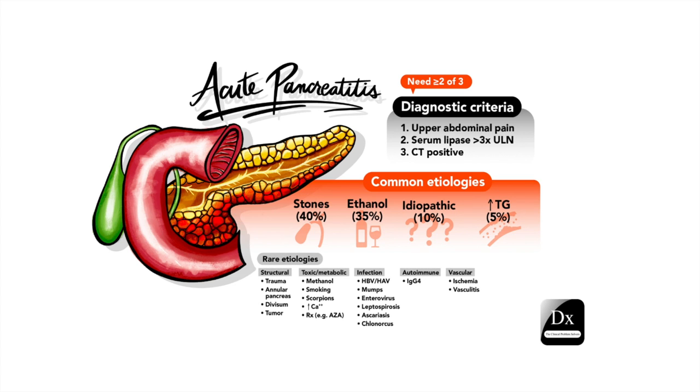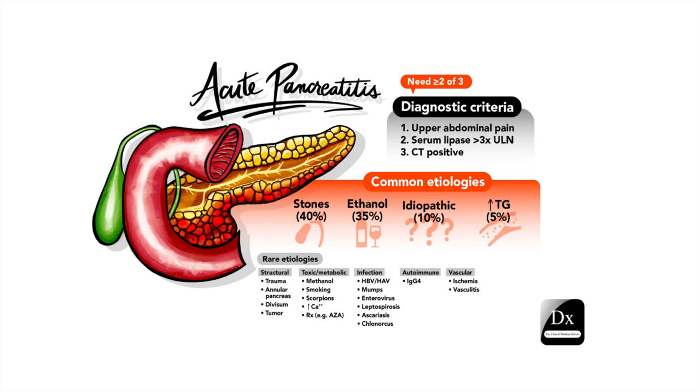Let's now touch on the more rare etiologies of pancreatitis that account for a small minority of cases. Rare causes can be categorized into structural, toxic metabolic, infectious, autoimmune, and vascular causes. Structural causes include trauma, annular pancreas, pancreatic divisum, and tumor. To reason through these, I like to relate many of the causes to gallstones and how they can structurally block the outflow of digestive enzymes.